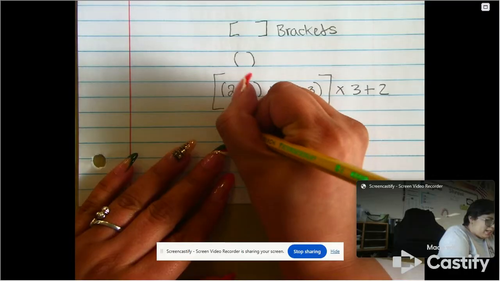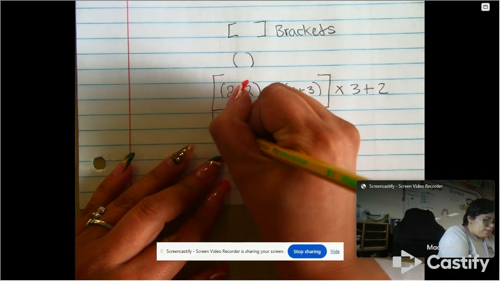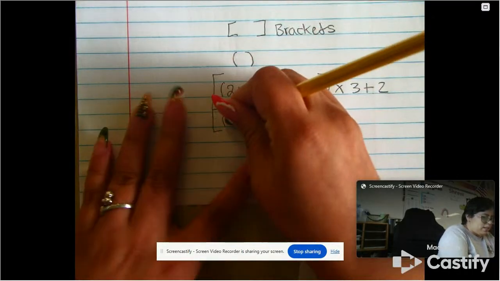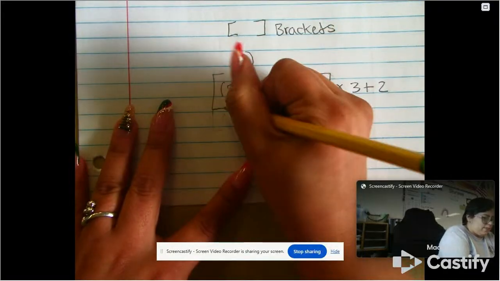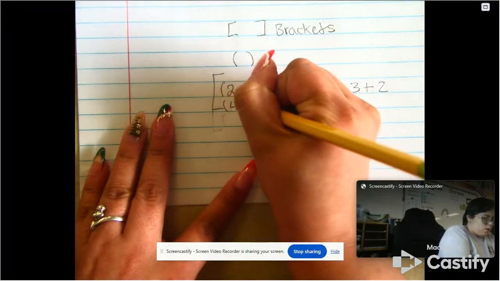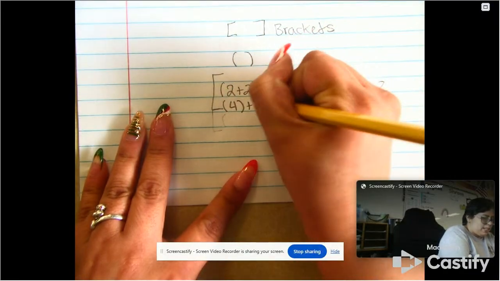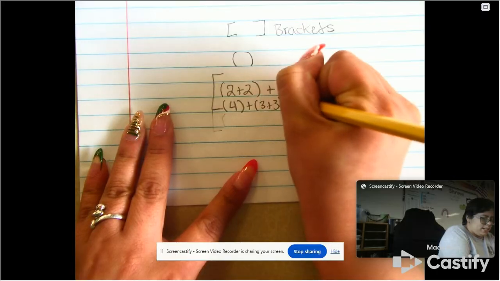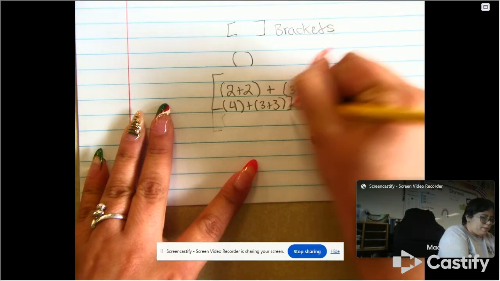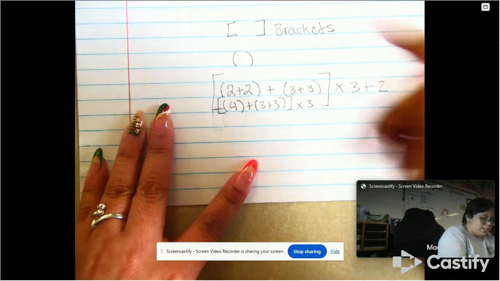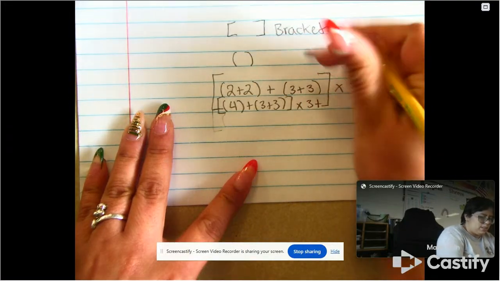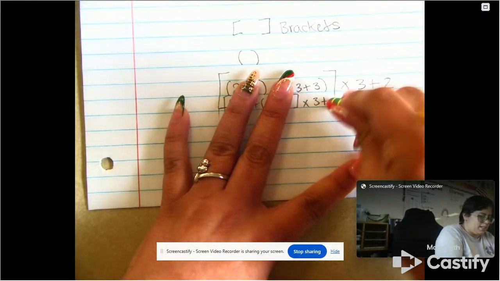So I'm going to, again, change one thing at a time. I'm going to put it right underneath it so I have enough room. So I have 2 plus 2 is 4, plus 3 plus 3, and I still have my brackets, times 3 plus 2.